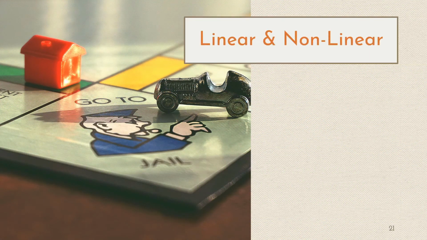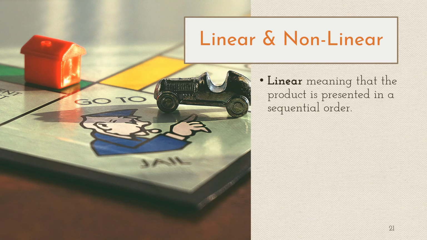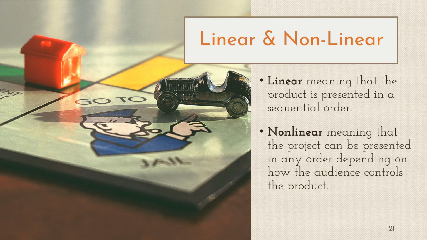Describing a game concept can be made more difficult than other forms of entertainment because games are non-linear. Traditional media such as film is linear, meaning that it is a product presented in sequential order. However, in a game, the player often has control on how they experience the game, making it non-linear, meaning that the project can be presented in any order depending on how the audience controls the product.